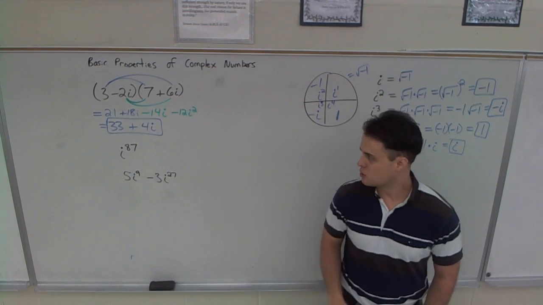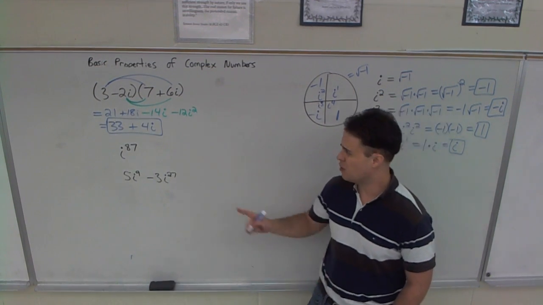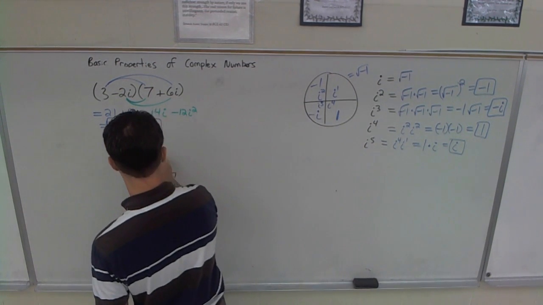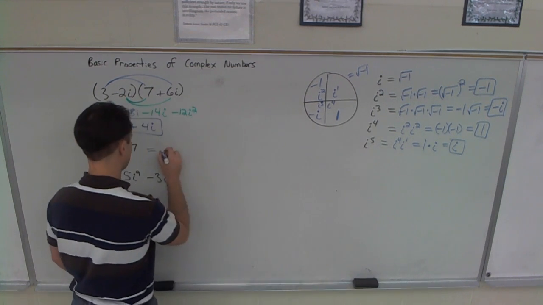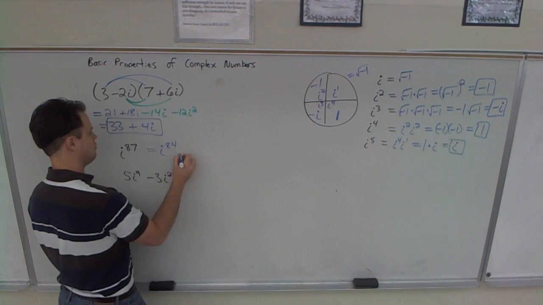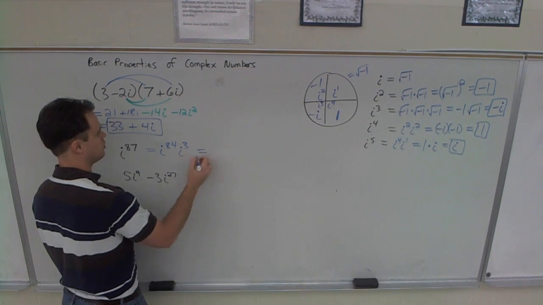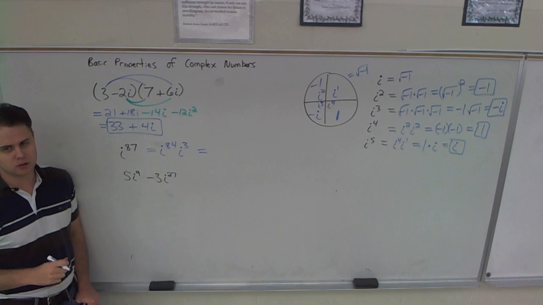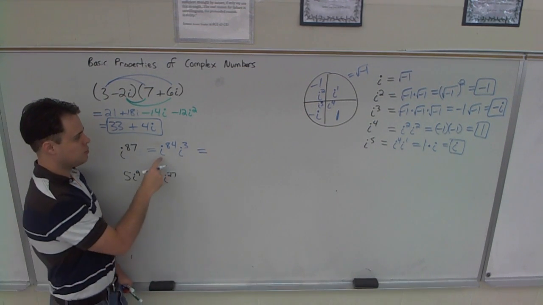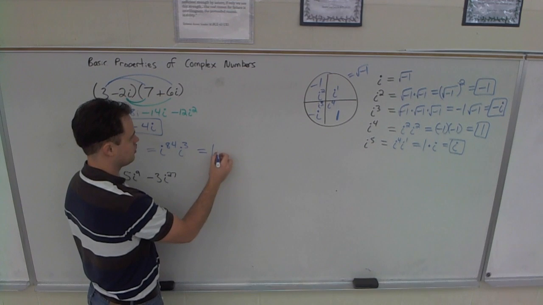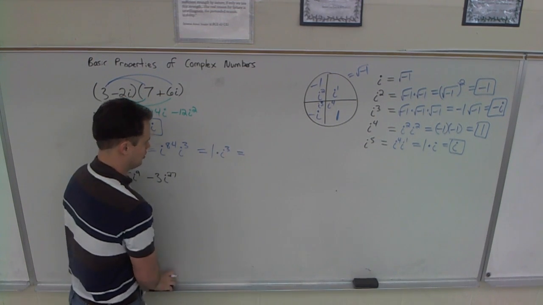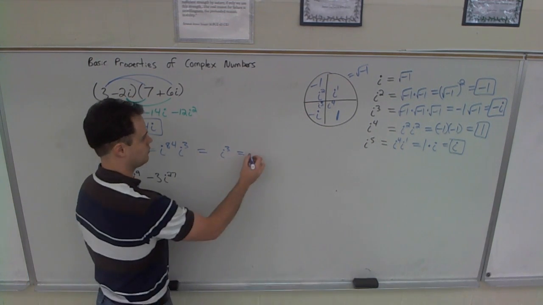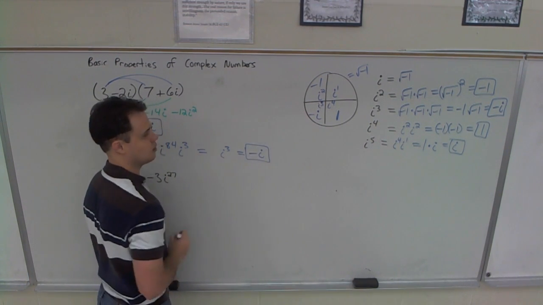Okay? So these guys, you can do all kinds of different ways. I don't want to count on my wheel for 87 because, man, that'd take a while. So I'm going to say, well, what's the closest multiple of 4? I think it's 84. So I'm either going to write or think like this. I think it's best to write it down, even if you can do it in your head. That's useful later on when things get tougher. Any power of 4 is equal to 1. So I really don't even need that part. Any power of 3 is equal to negative i. So this is negative i.